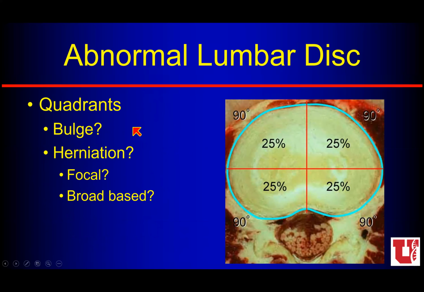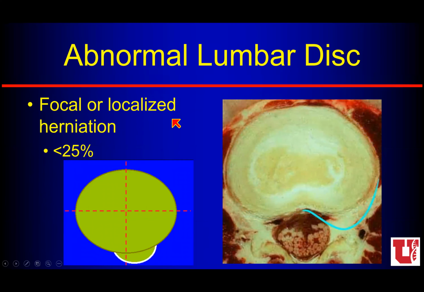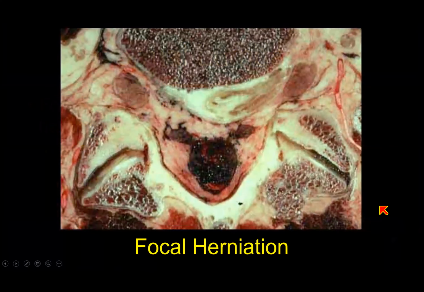So we think about these quadrants when we differentiate a bulge from a herniation, and herniation may be focal or broad-based. So first we have a focal or localized herniation. So that's going to be less than 25%. So less than one quadrant, that's going to be a focal herniation. If we can imagine if there was disc material here at that level that was less than one quadrant. So here's a nice path specimen of a focal herniation. So here's the disc, here's the facets, here's the thecal sac, a little bit of normal fat around it. And this is a focal extension of disc material beyond the end plate, but it's less than one quadrant, 25%. So that counts as a focal herniation.